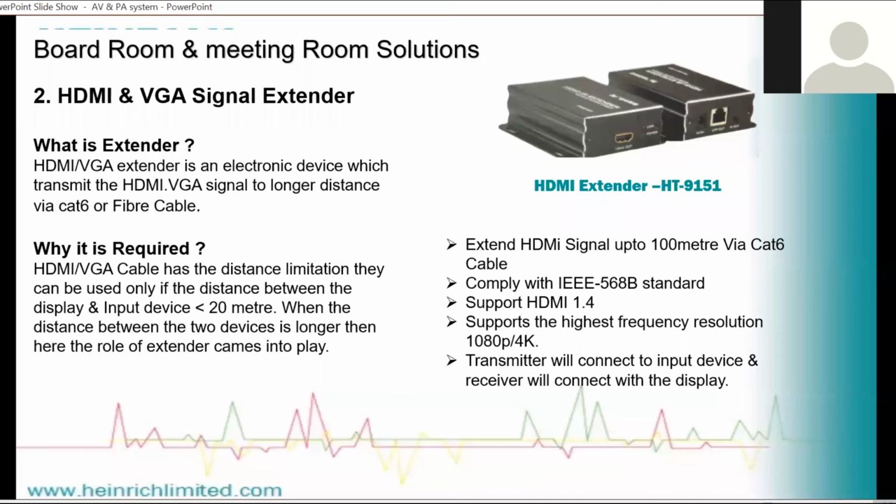We cannot run the HDMI cable from the stage to the control room because the HDMI cable won't work. So this is where the extender comes into play. We have to use a transmitter and receiver. The transmitter will transmit the signal up to 50 to 100 meters as per your requirement. We have this extender ST9151 via Cat6 cable. You can transmit your signal up to 100 meters.